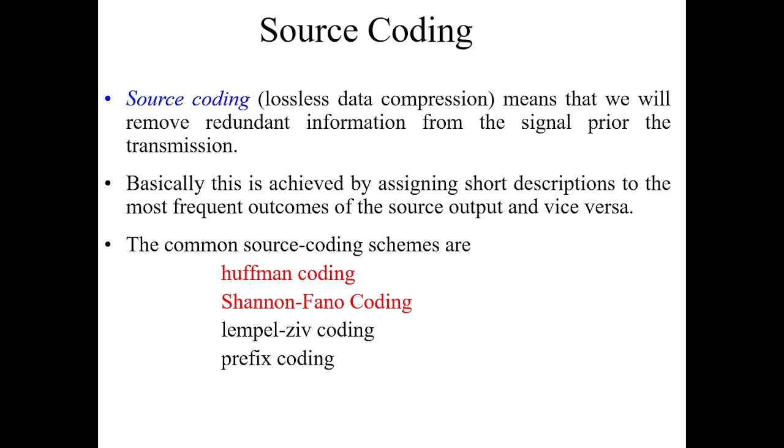The next topic is source coding. Source coding is called a lossless data compression technique, which removes the redundant information from the signal before transmission. There are different types of source coding schemes: Huffman coding, Shannon-Fano coding, Lempel-Ziv coding and prefix coding. Among these, Huffman and Shannon-Fano coding are included in your syllabus, so we will mainly discuss only those.